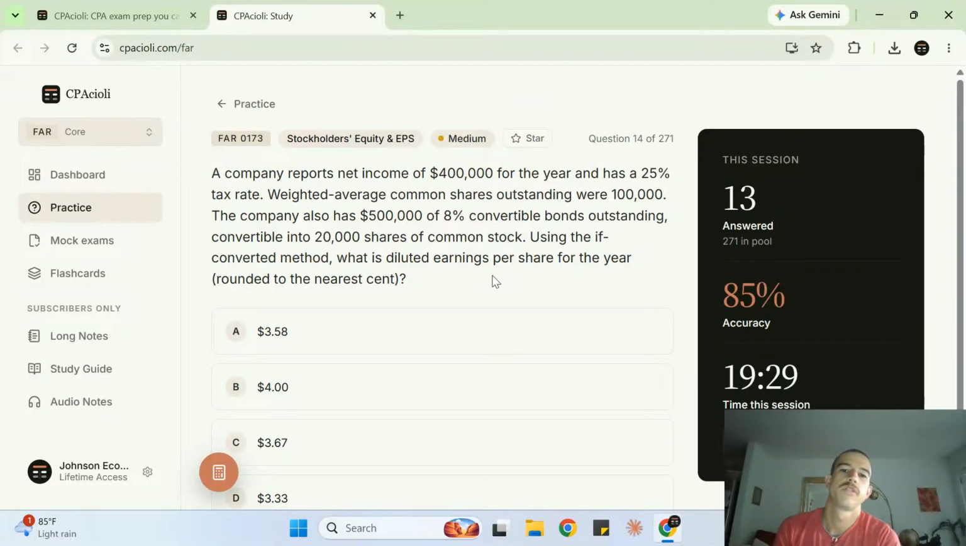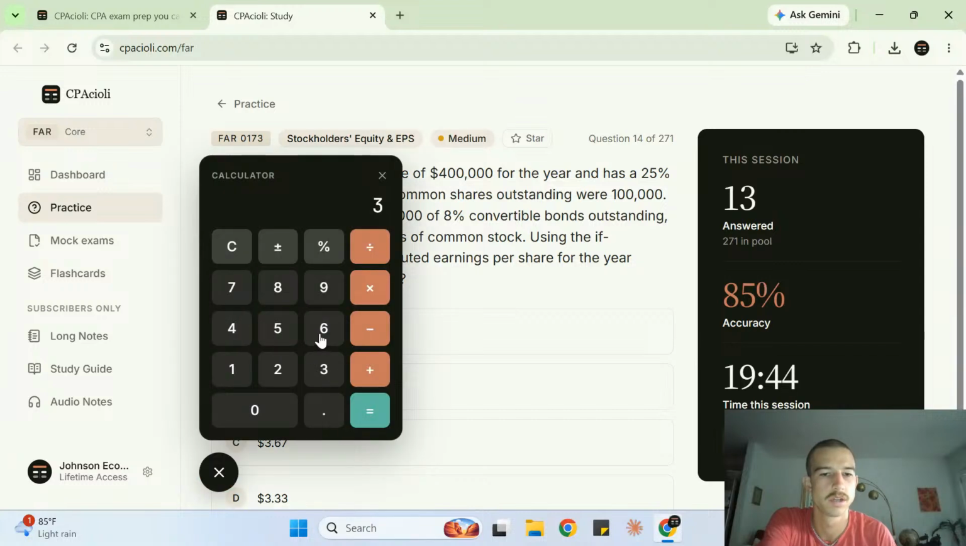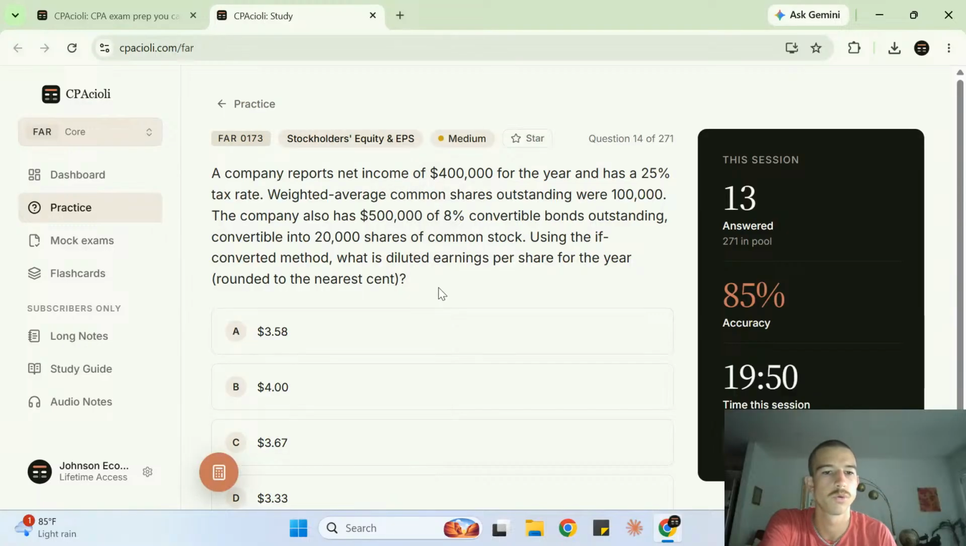Let's make sure. 40,000. So 400 minus 40 is 360, divided by 100 plus 20, which is 120. 360 divided by 80. 450.